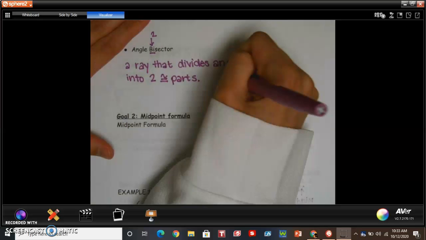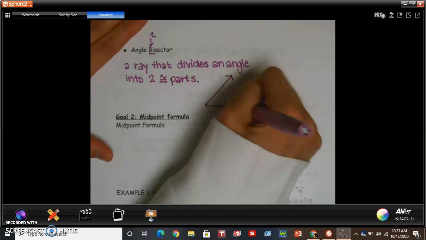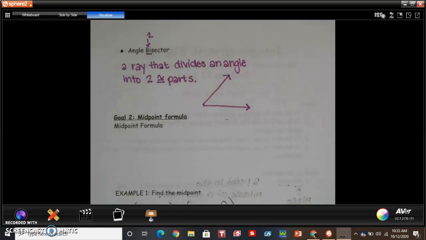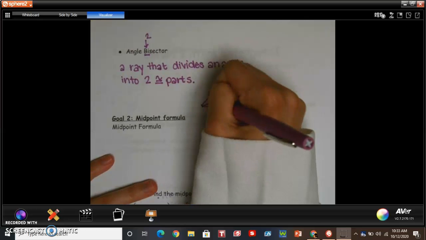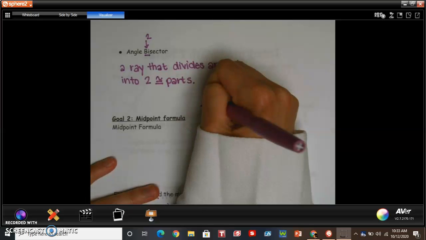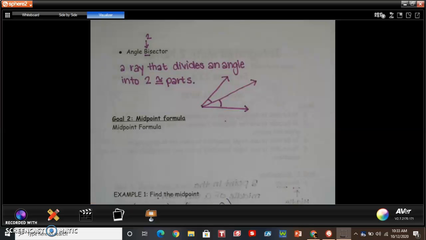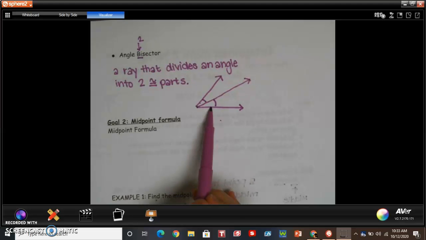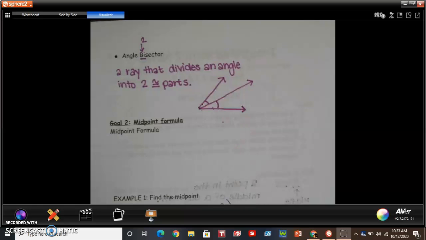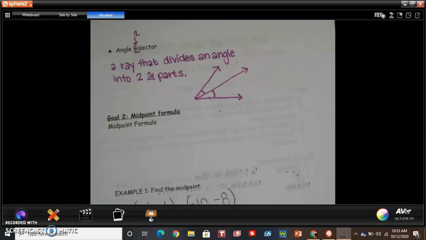Okay, so anytime you have an angle, we have our angle, and a ray comes through it like so. If it's creating 2 congruent angles, so those arcs, since they both have 1 arc, means they're congruent. So that means that this right here would be a bisector because it's cutting 1 angle into 2 angles. So that's goal 1. We have 3 vocab words.